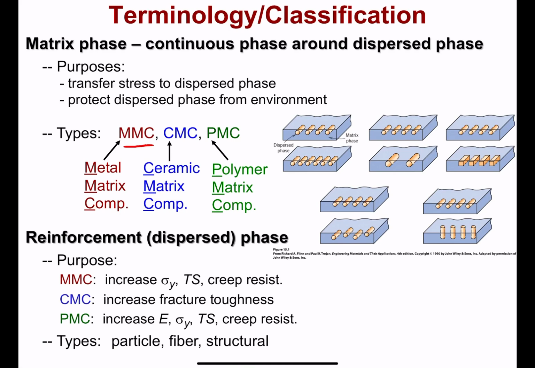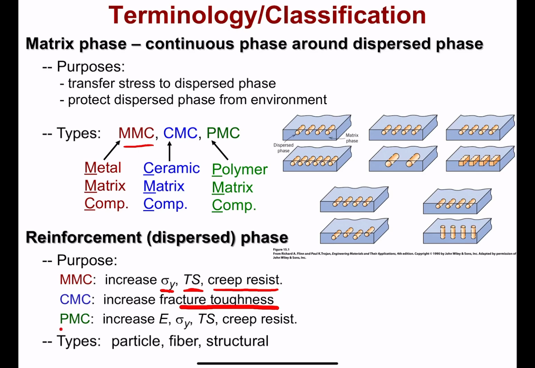And the purpose here, in the context of a metal matrix composite, is that the reinforcement would be responsible for increasing the yield strength of the material, increasing the tensile strength of the material, and providing resistance to deformation with time, or creep. In a ceramic matrix composite, the reinforcement would be responsible for increasing the fracture toughness of the material, given that pure ceramics have very low fracture toughness. So here the reinforcement would be responsible for increasing that property.